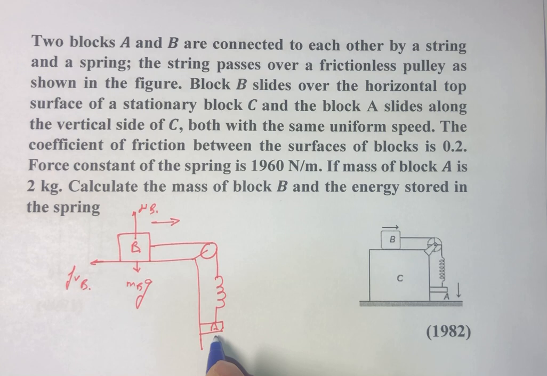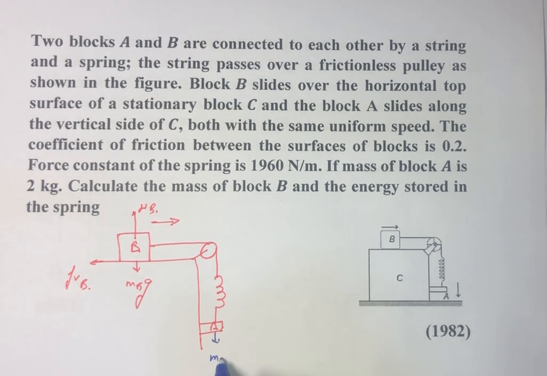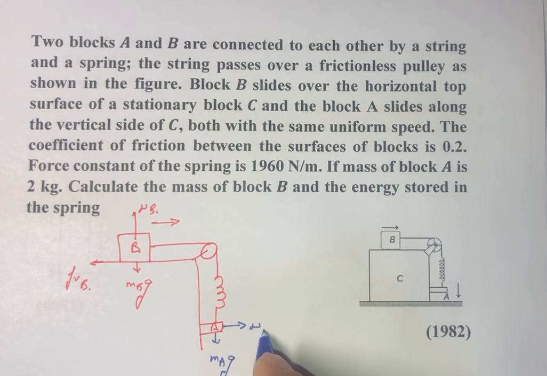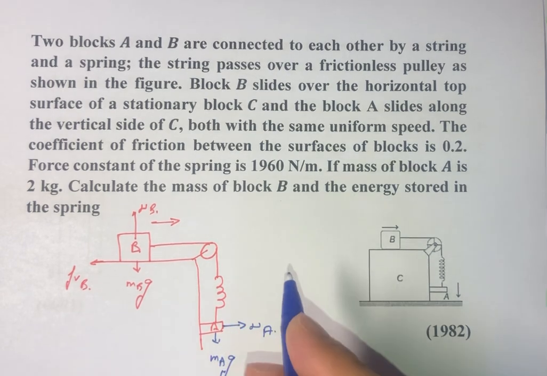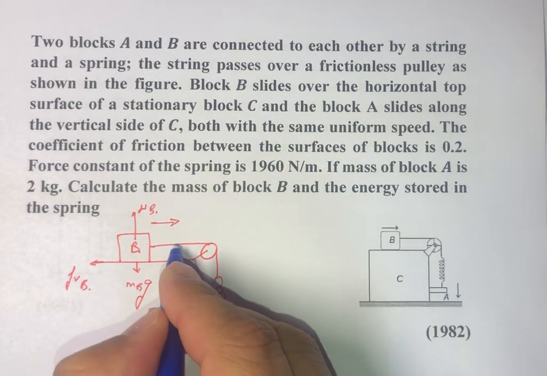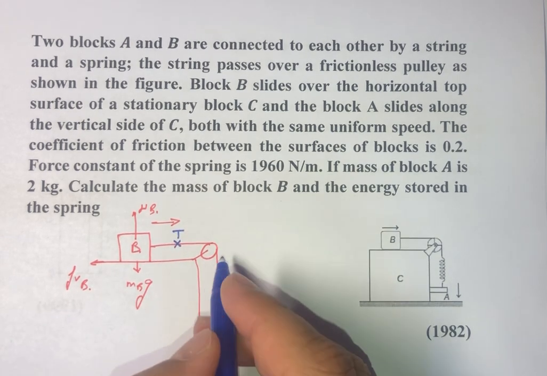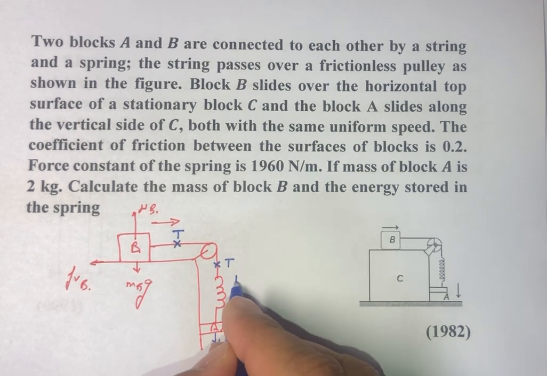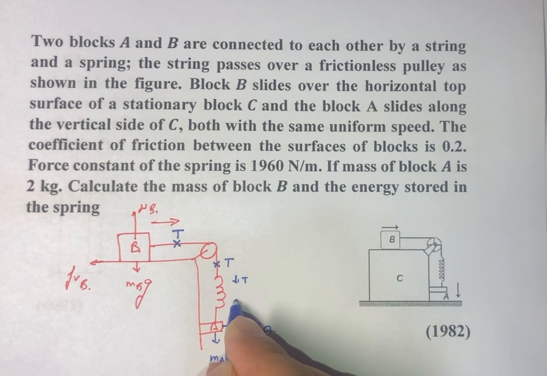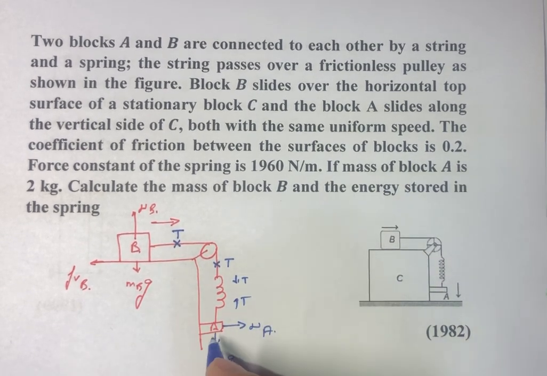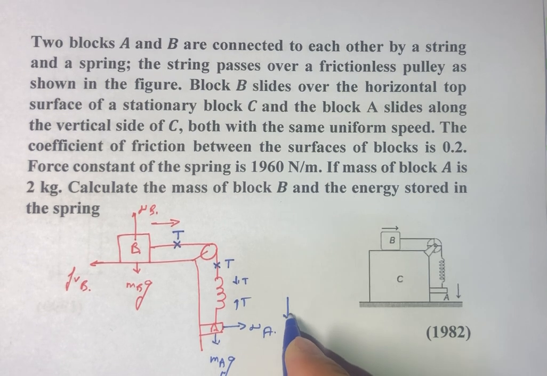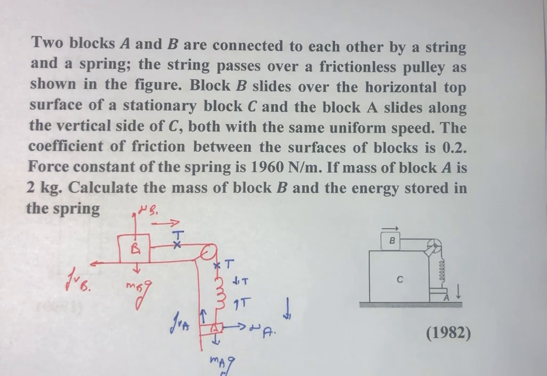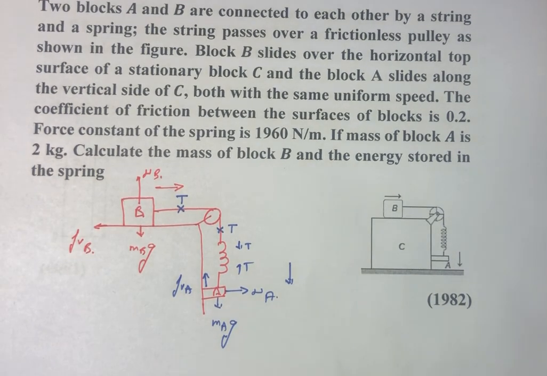And for A we are going to have MAG, and it is going to have a normal NA, and we can say T will be the tension here and tension here, and in this direction there will also be T, and in this direction there will also be T. So as block A will try to move downward, we can have a frictional force FRA which will be acting in the upward direction. So these are the respective forces.